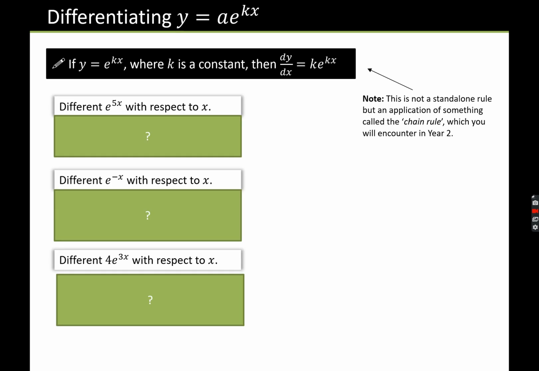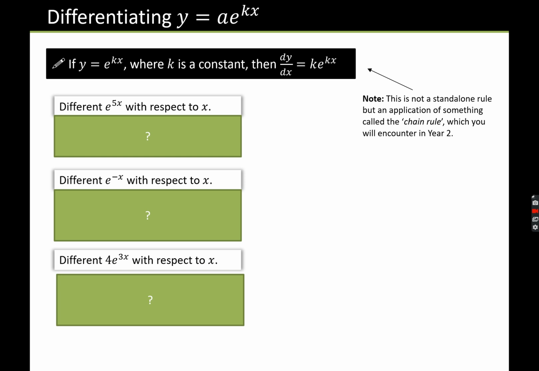The first thing we need to be able to do is differentiate our exponential functions. Now we're going to focus on y equals e to the kx, where k is just a number, and when we differentiate y equals e to the kx, our differential dy/dx will become k e to the kx. Just be careful, this isn't just a standalone rule. It is part of something called the chain rule, which we do next year, which can obviously be applied to all sorts of other functions.